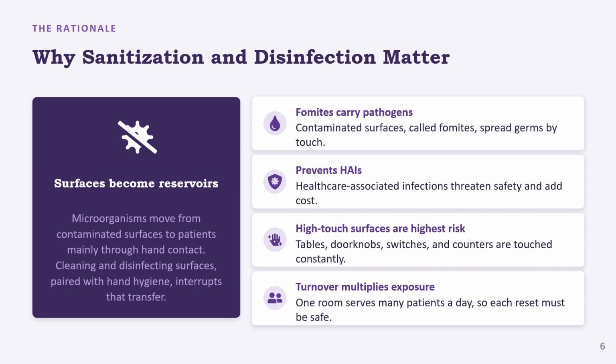Let us put names to the ideas. A contaminated surface that can carry pathogens is called a fomite. Fomites are everywhere in a clinical space. When pathogens reach a vulnerable patient, the result can be a healthcare associated infection. These infections are a genuine threat to patient safety. They slow recovery, lengthen treatment, and raise costs, and some are caused by organisms that are hard to treat.